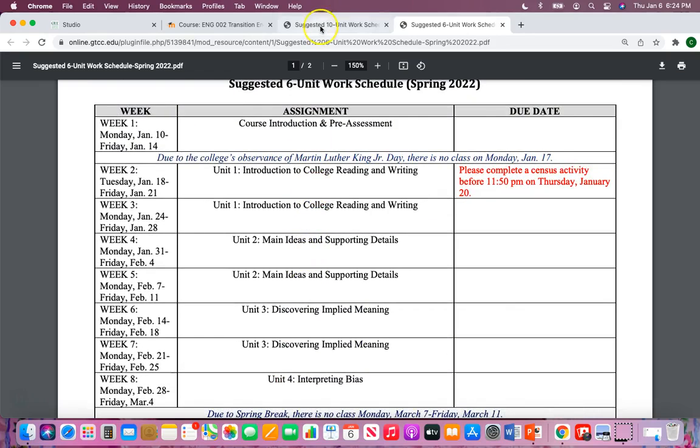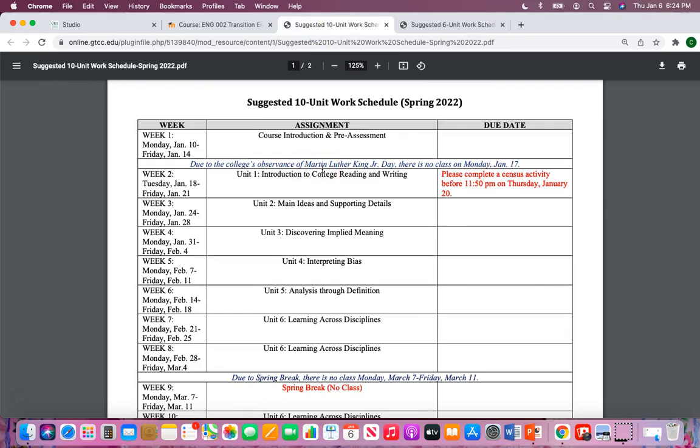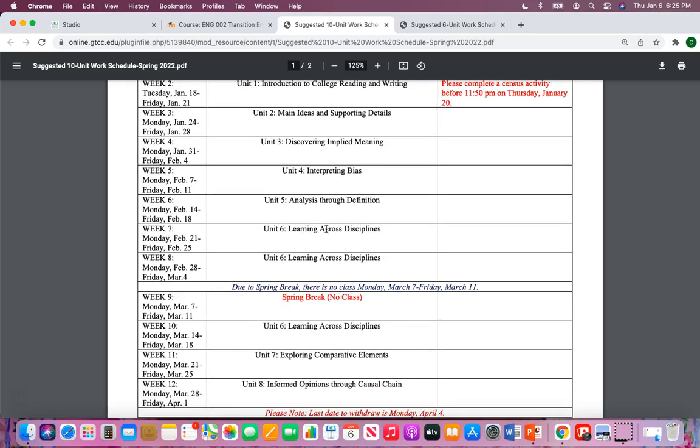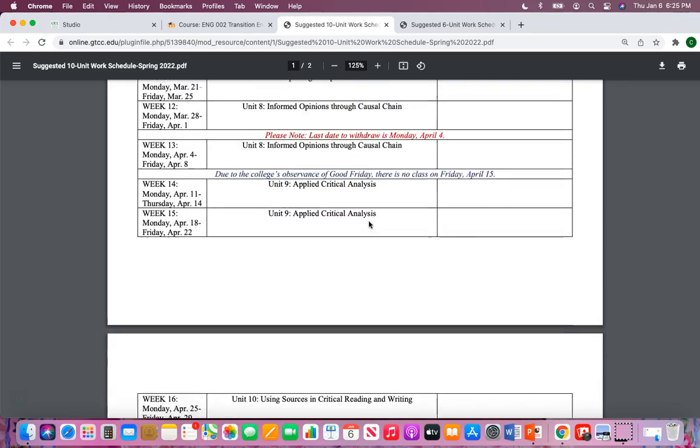And in the 10-unit suggested work schedule, obviously you have more units to accomplish in the same amount of time as you would for the 6 units. So the 10-unit one moves a little bit faster, but still Unit 6 is the most difficult unit, so I carve out a larger chunk of time for that particular unit.